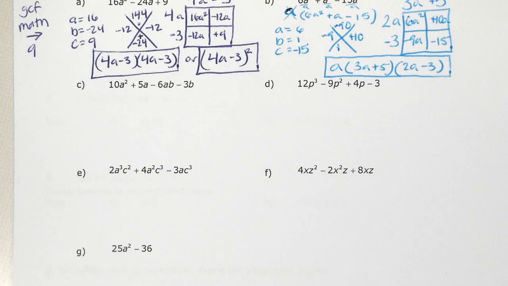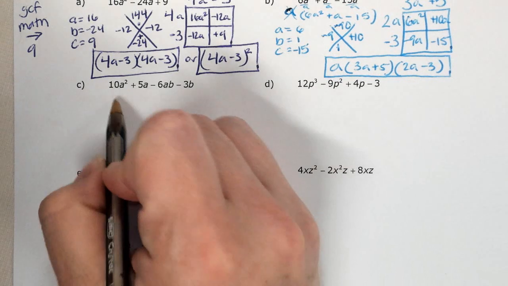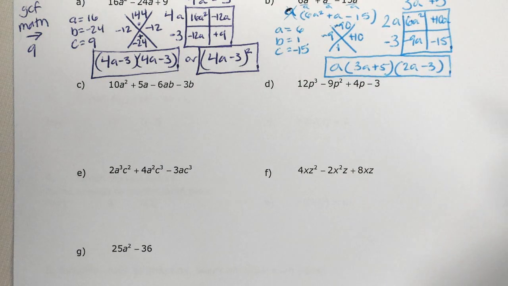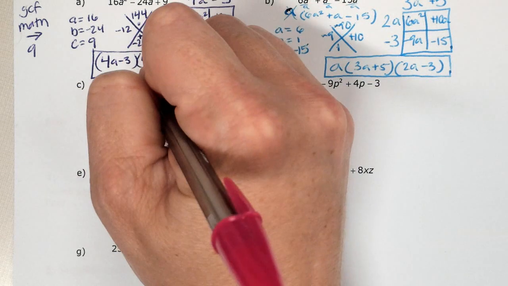Okay, this is number 1C. So these have 4 terms. C and D both have 4 terms, which means this is grouping. So I've got to cut it in half.